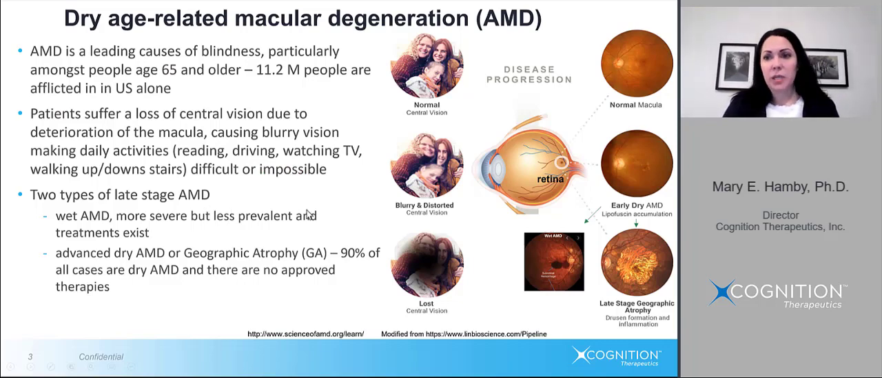There's two types of late-stage AMD. One is the dry form, late-stage geographic atrophy, and another is the wet form, which involves an exudative vasculature type of pathology. The wet AMD is more severe with respect to the loss of vision function, but it's less prevalent and treatments do exist. For dry AMD or geographic atrophy, this is the more prevalent form. 90% of all cases of AMD are dry, and there are no approved therapies at present.